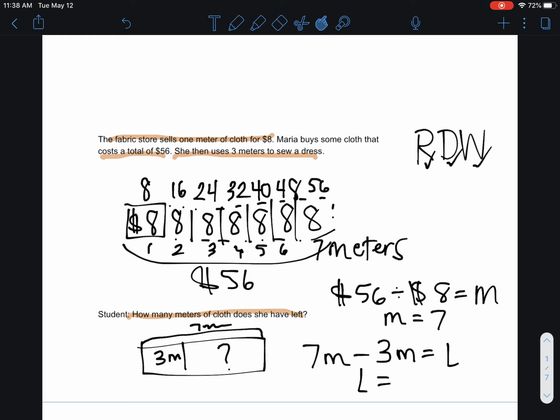Now, your problem set is RDW. You're going to have to write the story you made, and then you're going to draw a tape diagram. You're going to write a number sentence using a variable, and then you're going to solve that for that variable, which is the letter, the unknown.